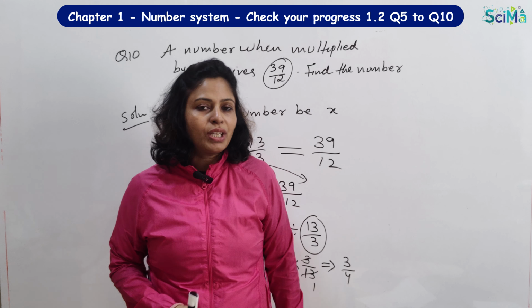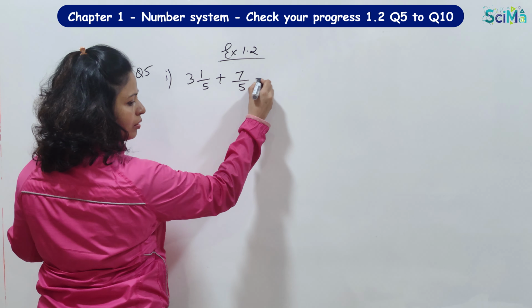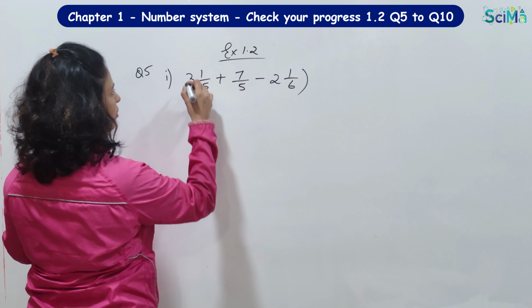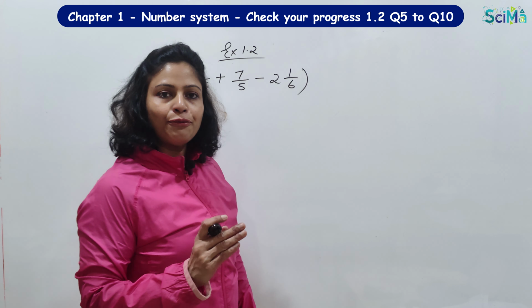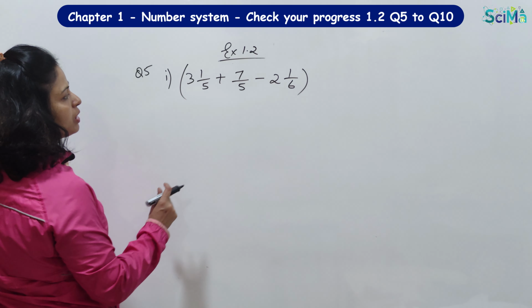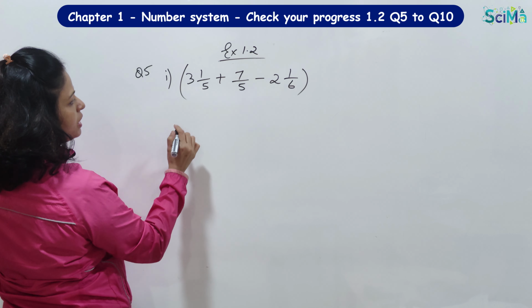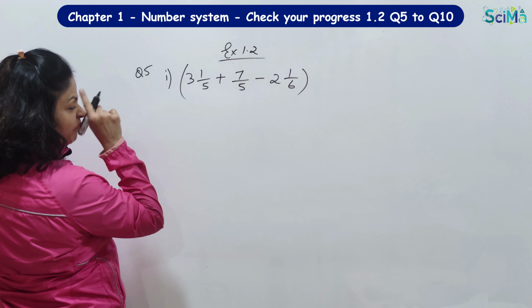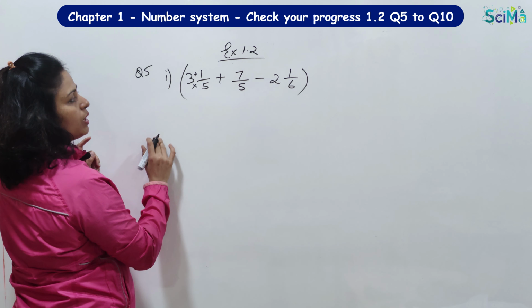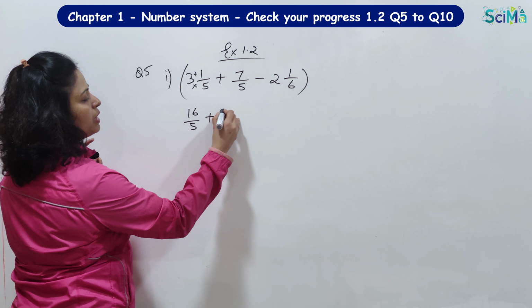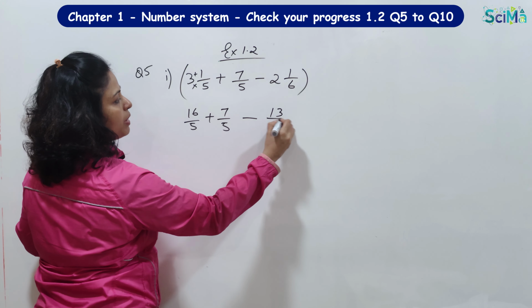So let's get started with today's topic, that is check your progress 1.2. Okay, now the fifth question. Again you have a little complex question here where you have addition as well as subtraction. So first we will solve these two parts. This is a mixed fraction, convert into improper fraction. This is 5 into 3, 15 plus 1, that is 16 by 5, plus 7 by 5, minus 6 into 2, 12 plus 1, 13 by 6.